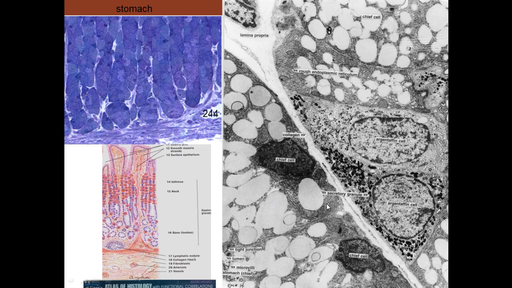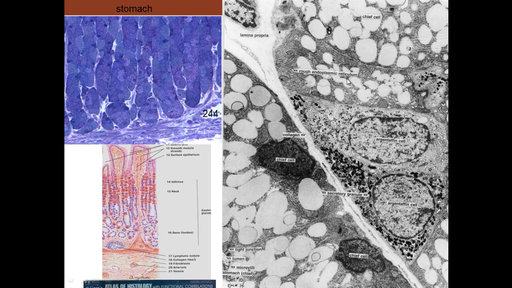Also in the fundic gland, we have the chief cells. Here we see the chief cells. There's lots of rough endoplasmic reticulum at the base, and then it has these big zymogen granules which are released in the lumen. Here's the lumen right in through there. Again, all these cells would have to have tight junctions between adjacent cells to create a lumen, for example.